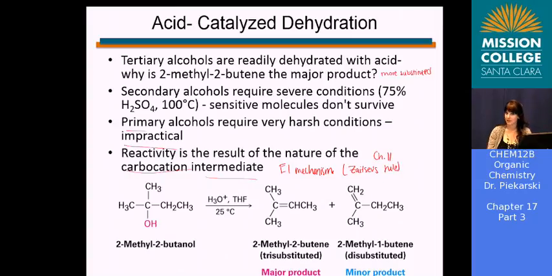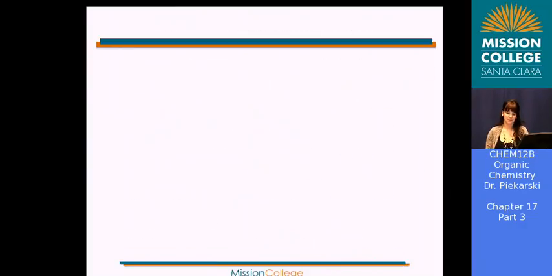So once again, more review. Hopefully you've been studying that. So Zaitsev's rule, E1 mechanism. And Zaitsev's rule means the more substituted alkene forms. Okay. Let's go into the mechanism in a little bit more detail. Okay. I'm choosing a different starting material because I want to make sure I illustrate stereochemistry.